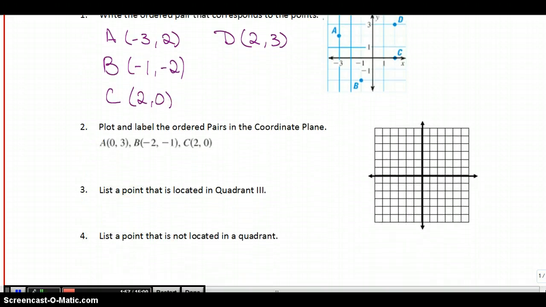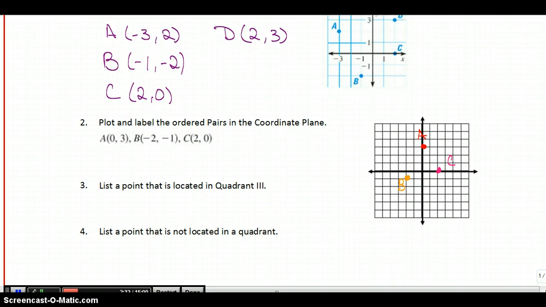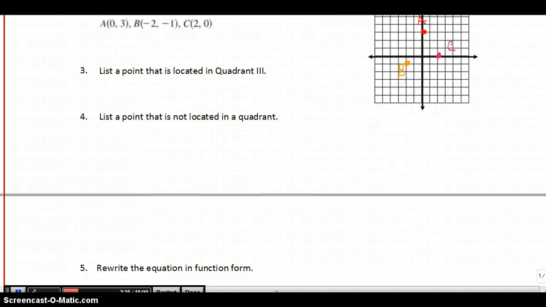Now another thing you need to do is be able to plot and label ordered pairs in the coordinate plane. So for this one, I've got A is the point 0, 3. So I go 0 on the x-axis and then up 3. 1, 2, 3. So you put the point and label it as A. B is the point -2, -1. Plot the point and label. C is the point 2, 0. 1, 2, and then up 0. That's all there is to that. Those are going to be 2 points each.